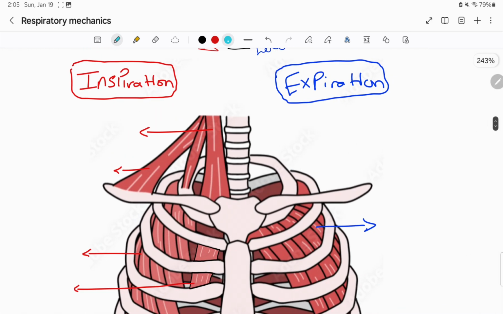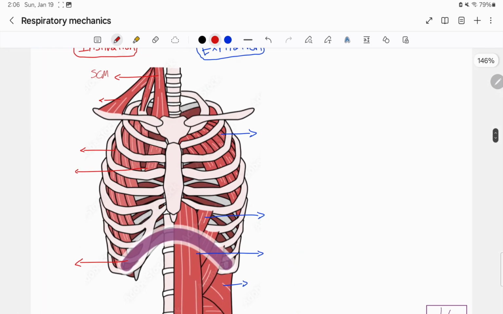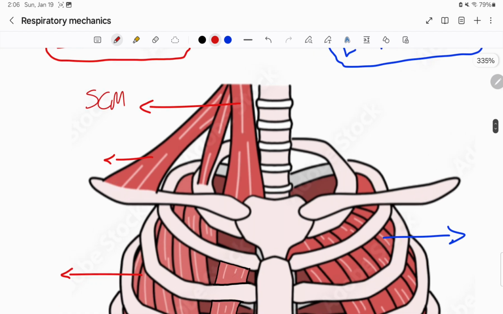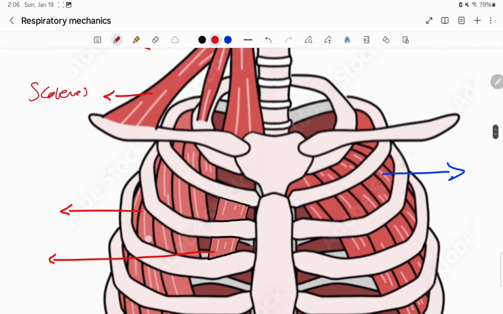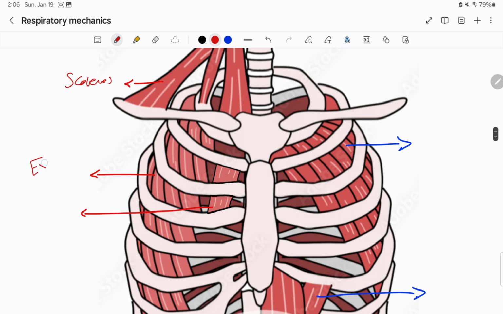The muscles of inspiration are going to include things like the sternocleidomastoid. The muscles I've included here might not show direct insertions and origins, but this is just for you to get an idea of their approximate whereabouts. For example, the sternocleidomastoid would definitely be around here. The next muscle is the scalenes. We have other ones, like the external intercostals.